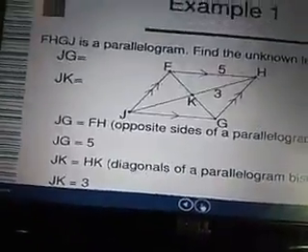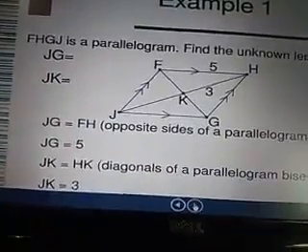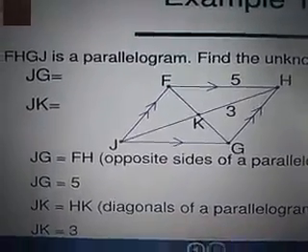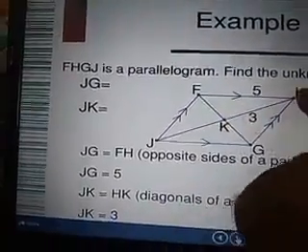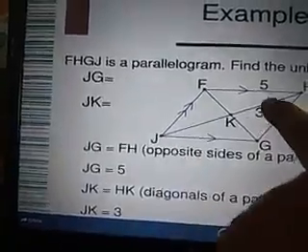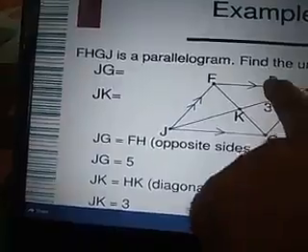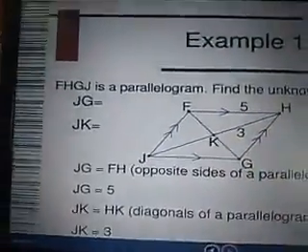So now we find the unknown length as discussed just now. This KH is going to be KJ. So if this is 3, this is also going to be 3. If this is 5, then this is also going to be 5.